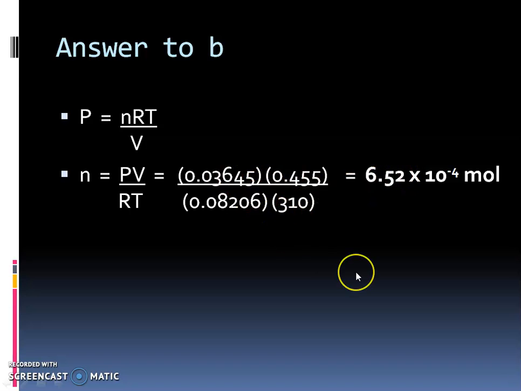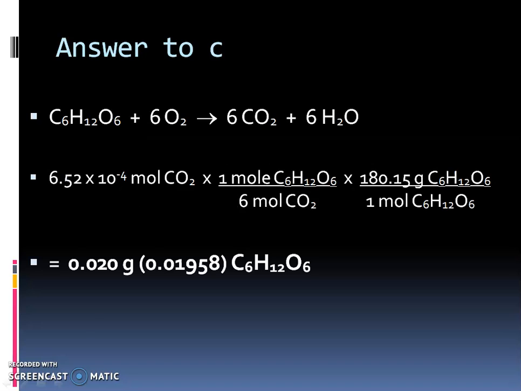Again, if you put all of this in your calculator at one time, I believe that's how I did it, or did you multiply, get an answer, multiply, get an answer, and then divide? So then your number might be slightly different. C. It's a normal combustion reaction. So we're going to add oxygen to our compound, and your products are carbon dioxide and water.